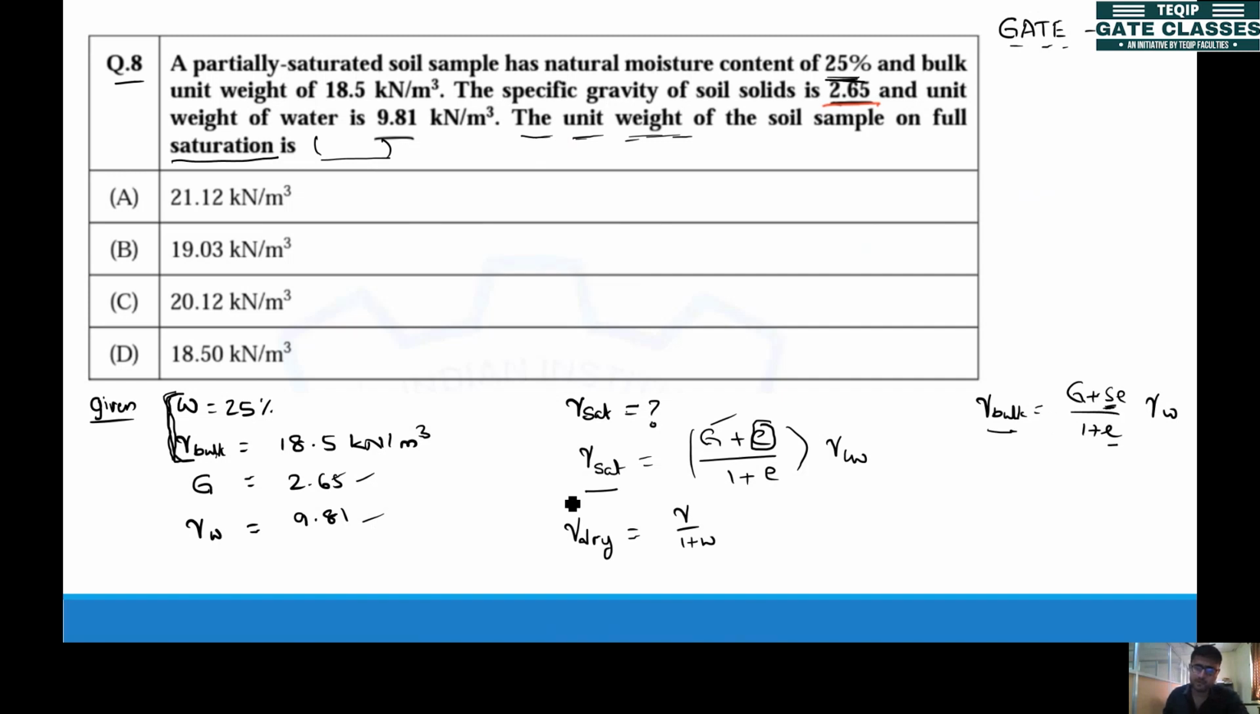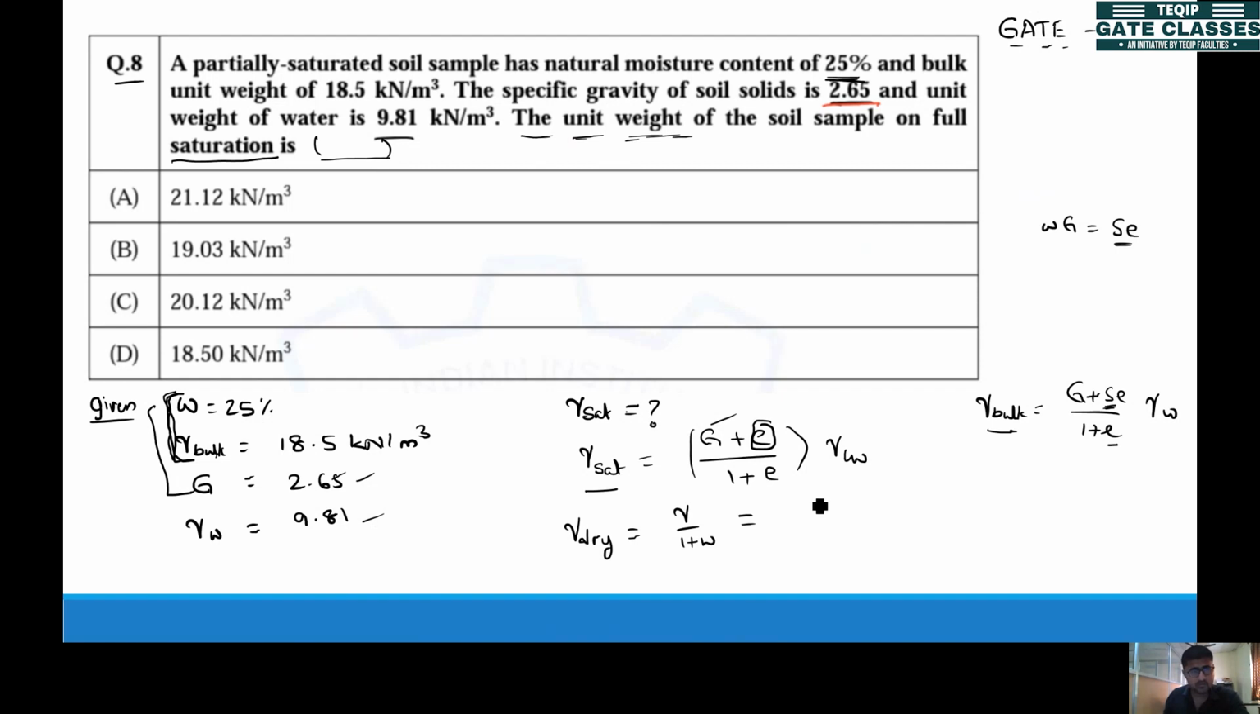So you can find out the gamma dry, or else using this W and G, you can combinedly find out SE, right? Because the WG is actually equals to SE. So you will get SE as WG. So you can substitute that value here and you can find out E from this expression, right? So you can do this way also, or else if you don't want to go this way, you can find out the dry unit weight, which is gamma by 1 plus W.